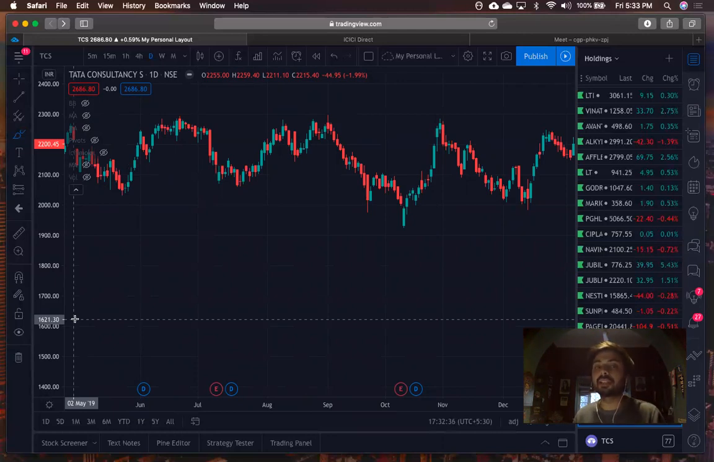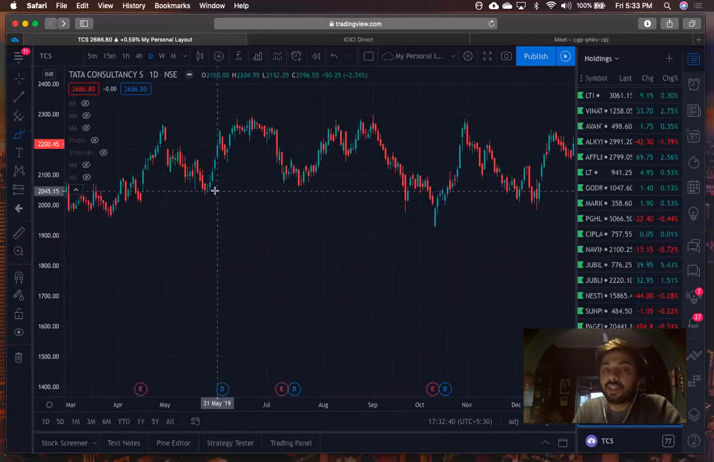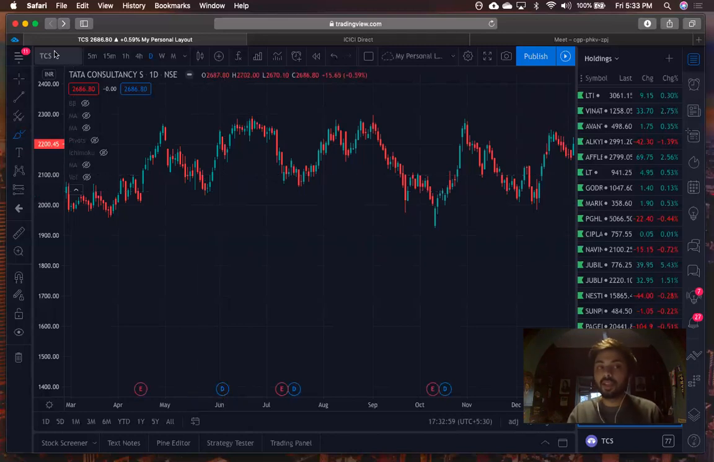What I mean by that is a lot of people come to ask us, if, let's say, 2290 is a resistance and 2200 is a support, till when does this hold valid? Is it valid for 1 month, 2 months? How much time? That's a very valid question. If you are trading intraday, till how much time is a particular level of support or resistance valid? Let me show an example.